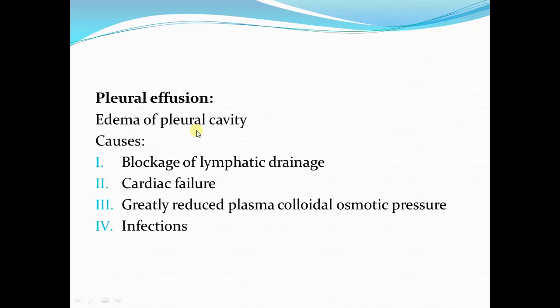Normally, a small amount, a few ml of pleural fluid is present in the pleural cavity. But if excess fluid is collected in the pleural cavity, this is known as pleural effusion. Now, pleural effusion can be caused by blockage of the lymphatic drainage, or it can be caused by cardiac failure, or it can be caused by reduced plasma colloidal osmotic pressure, or it can be caused by infections. So these are different causes which can lead to development of pleural effusion.